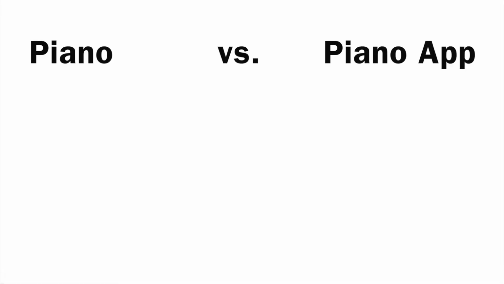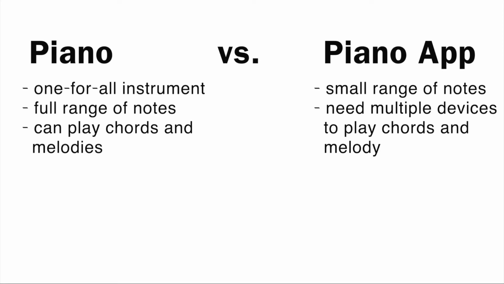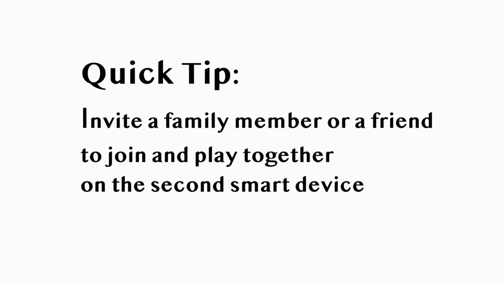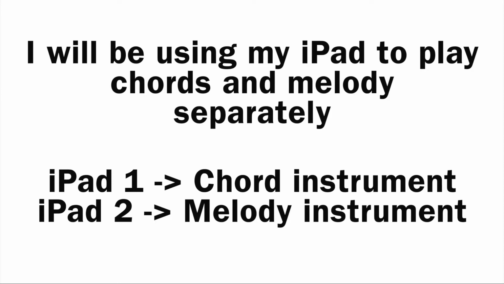One of the main differences between playing a piano and a piano app on smart devices is that on a piano app, you will need to use two smart devices in order to be able to play the chords and the melodies at the same time. Let me show you how I can set up my devices so that I can play chords and melodies on two separate devices. As an example, I will be using my iPad to play both chords and melody separately. I will call the chord instrument iPad 1, and the melody instrument iPad 2.